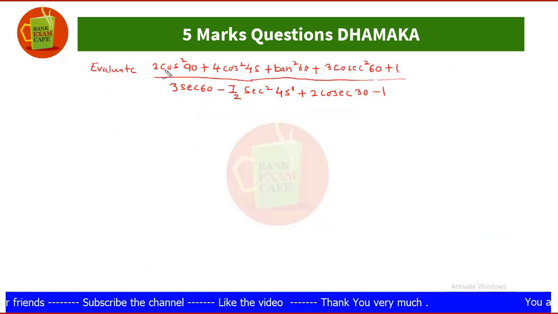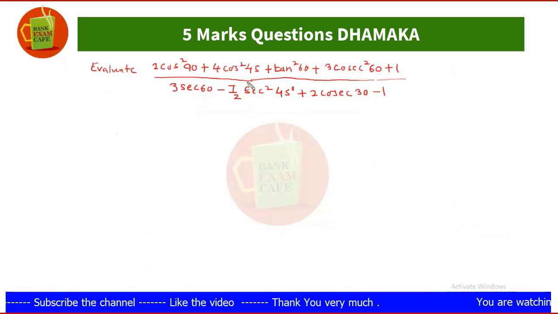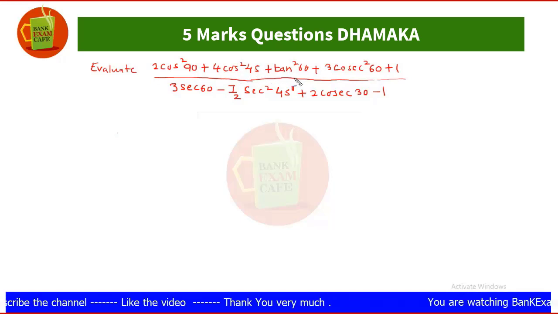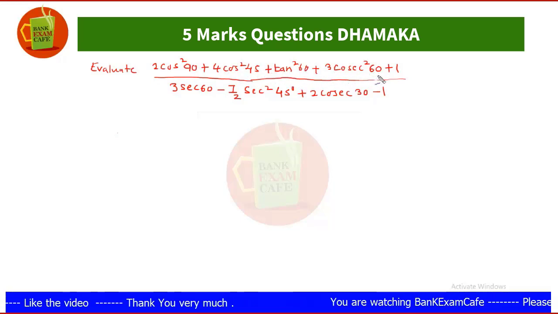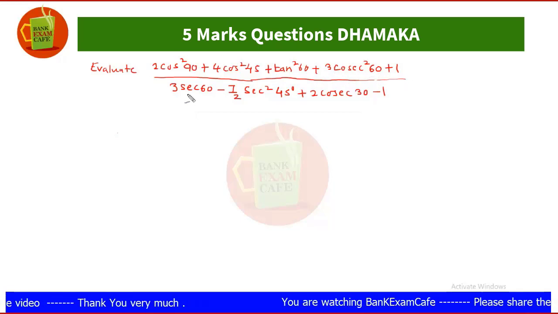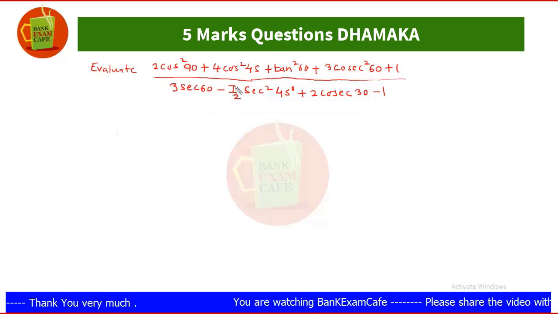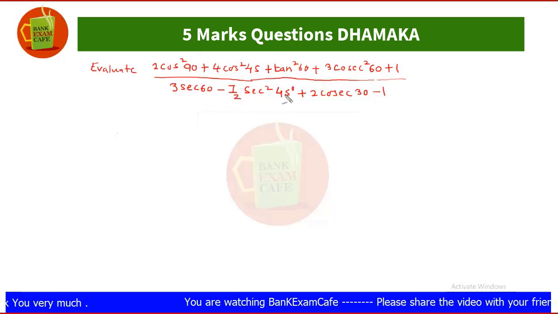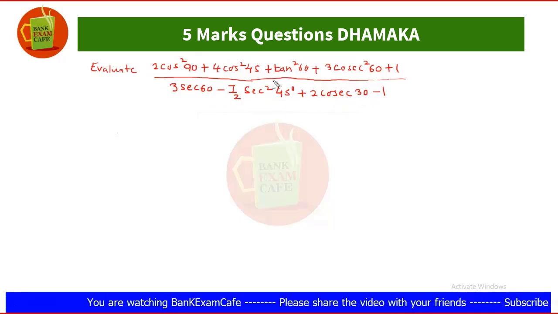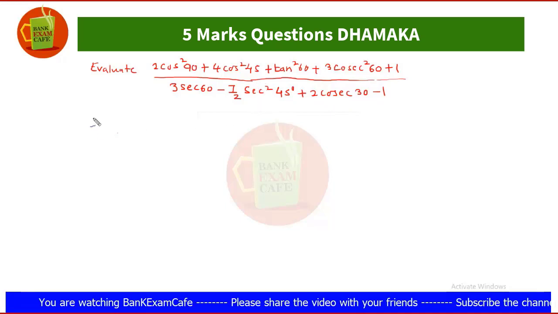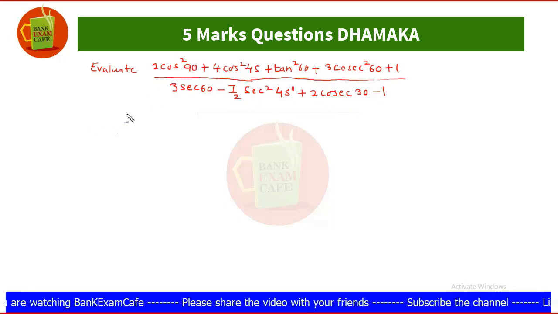Now the next question is: 2 cos square 90 plus 4 cos square 45 plus tan square 60 plus 3 cosec square 60 plus 1 upon 3 sec 60 minus 7 by 2 sec square 45 plus 2 cosec 30 minus 1, and you have to find the value of this. So we will just put the values of the given identities.